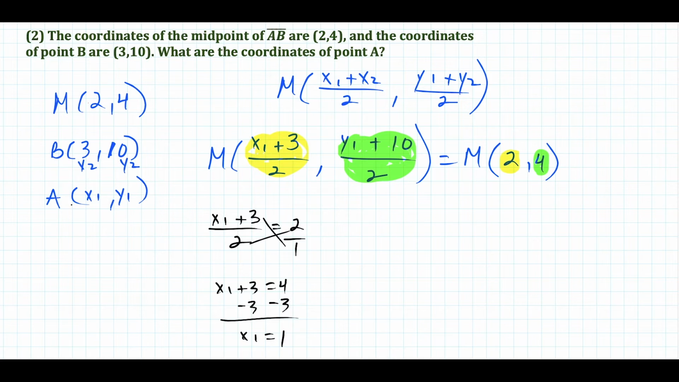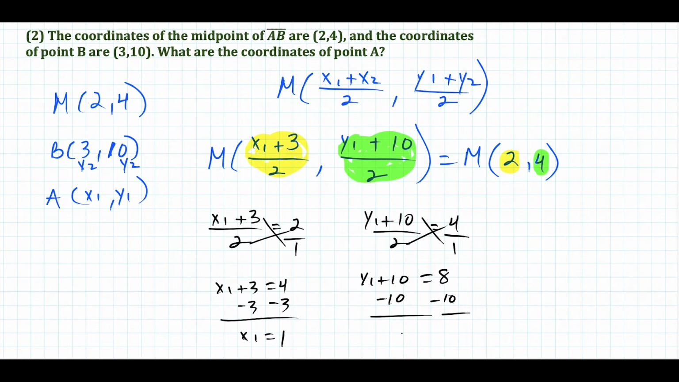So this gives us the x value of point A. Now for the y value, we set y1 plus 10 divided by 2 equal to 4. Cross multiplying, we have y1 plus 10 is equal to 2 times 4, which is 8. Subtracting 10 from both sides gives us a y1 value of -2. So the coordinates of A are 1, -2.